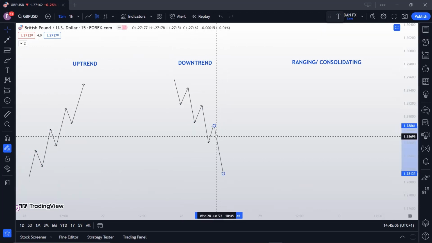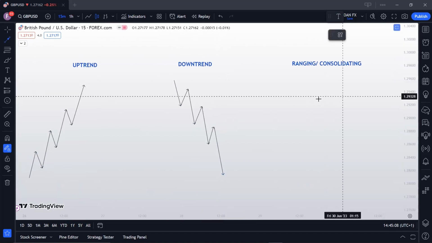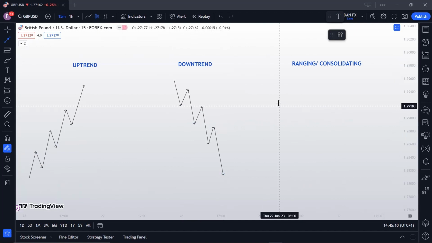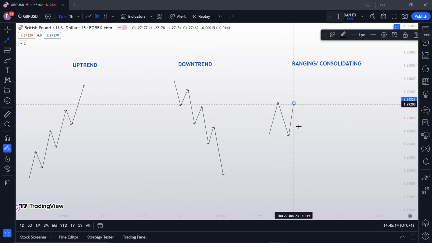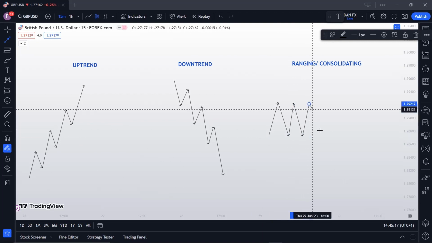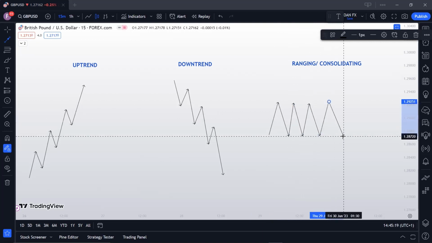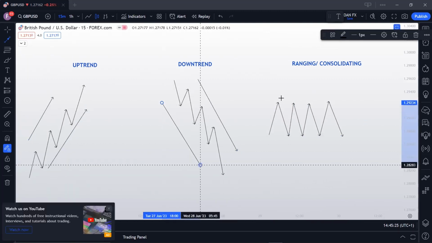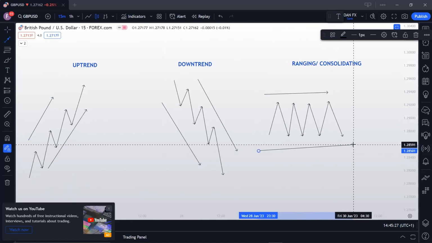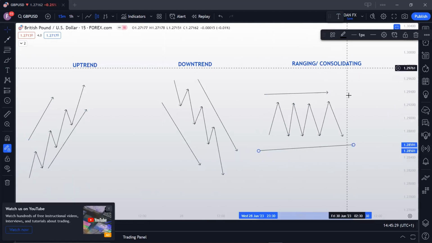Right? And the ranging markets, what do we have is a series of equal highs and equal lows. So what we're going to have is a high, a low, an equal high, an equal low, an equal high, an equal low, equal high, equal low. So this is an uptrend, a downtrend, and sideways movements. So ranging markets or consolidating markets.